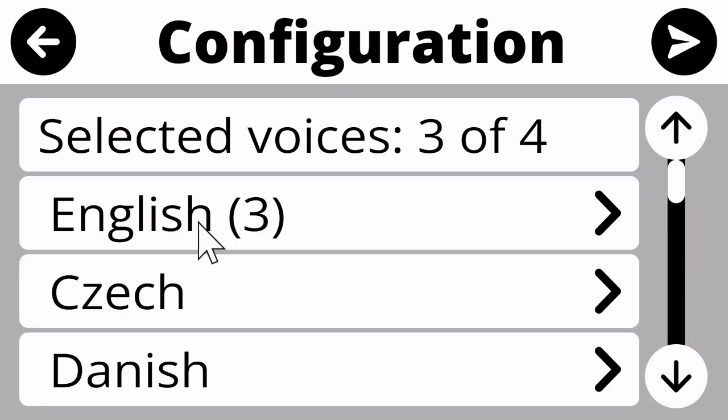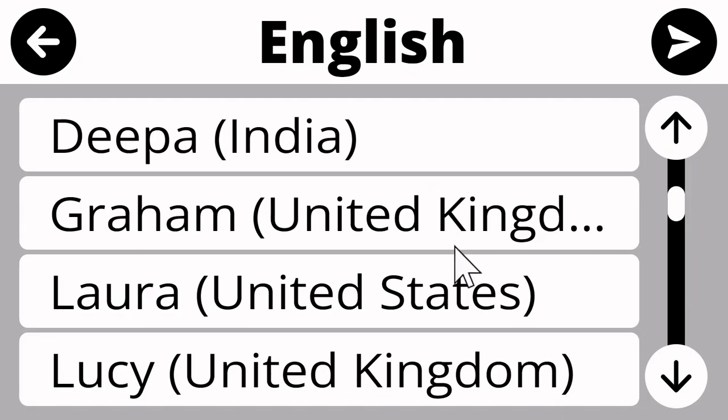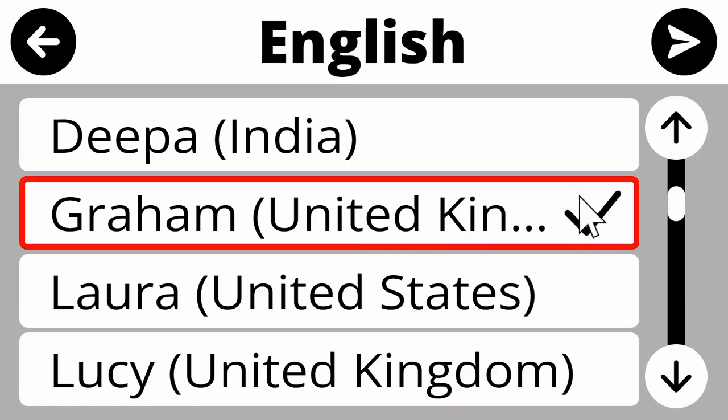So I'm going to scroll back up to English, click on that, and there are a wealth of choices to me here, but I want a United Kingdom based voice. So I'm going to select Graham right now, and that will be checked. Now notice, I would not be able to select if I still had 4 voices installed.